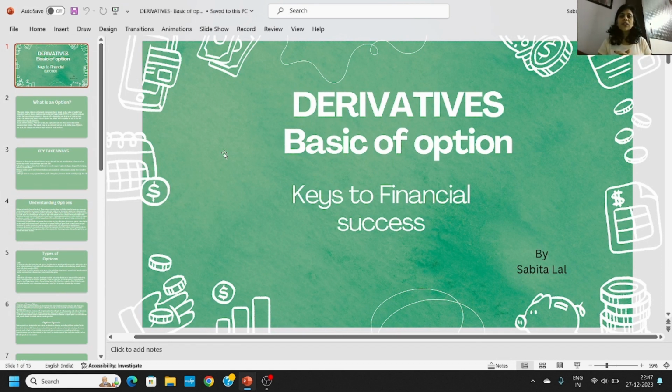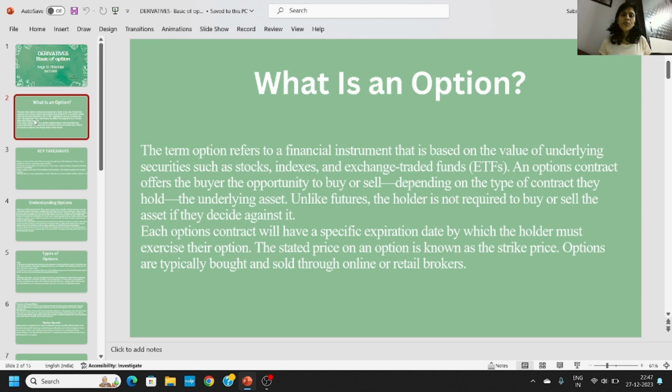Today I'll talk about derivatives, which are very important for the stock market. So the basics of options are a very important and key element to financial success. So first, what is an option?